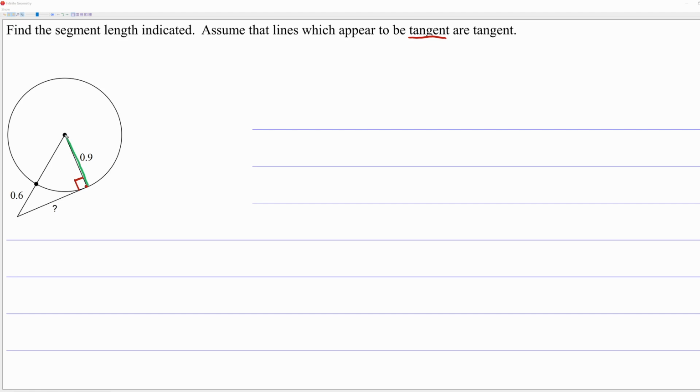0.9 is the radius of the circle. So that means 0.9 is also this radius. Any radius is the same inside of a circle. So what that means is this entire side is 0.9 plus 0.6, or 1.5. So if I want to use the Pythagorean theorem, let's use the letter x instead of a question mark. We say x squared plus 0.9 squared equals 1.5 squared.